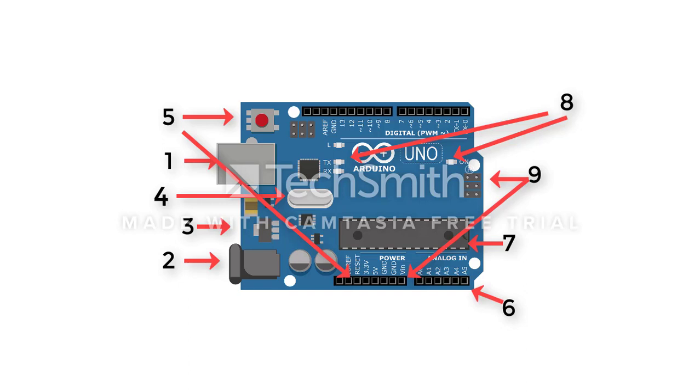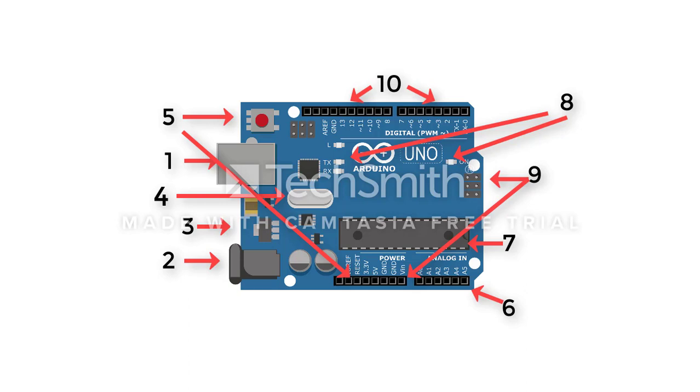Whereas the ICSP pins are kind of like a programming header for the Arduino, consisting of MOSI, MISO, SCK, reset, VCC, and ground. It is often referred to as the SPI, which stands for Serial Peripheral Interface, which could be considered as an expansion of the output.